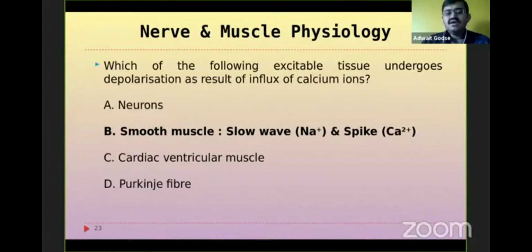There are two types of potential seen in smooth muscle. One is called a slow wave potential. The other one is called a spike potential. Slow wave potentials are not action potentials. They are local potentials, and they are because of influx of sodium and not because of calcium. Is this fine?